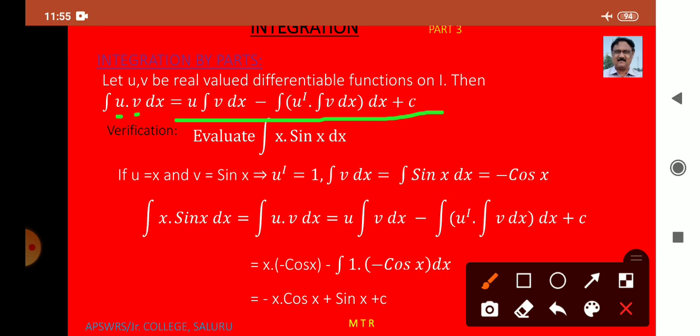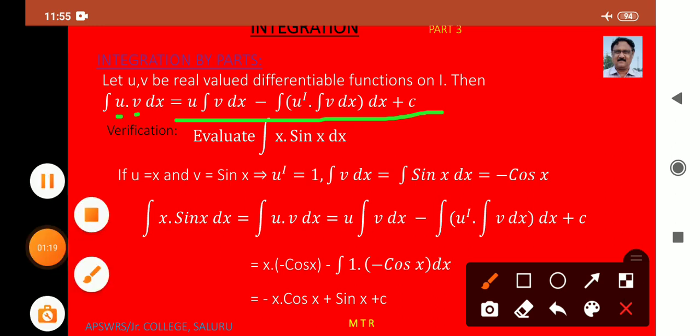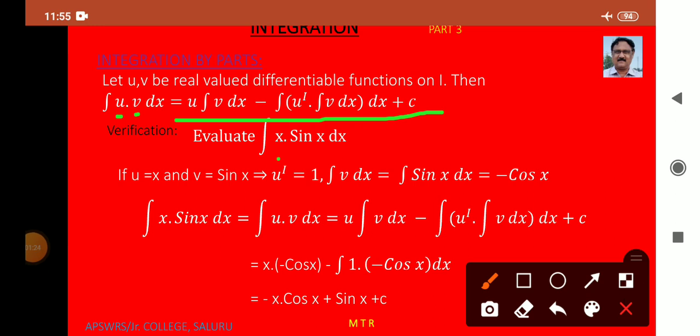Okay. Just a verification problem. Evaluate integral x sin x dx. Suppose u is x and v is sin x. In our formula there is integral v dx and u dash. So first we find u dash. U dash is the derivative of u, that is, the derivative of x is 1. Integral v dx, the integration of v, means sin x dx is minus cos x.